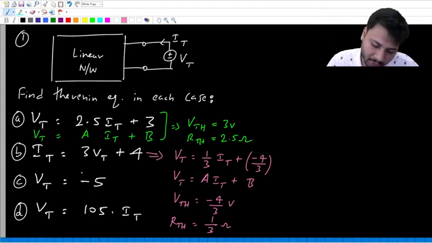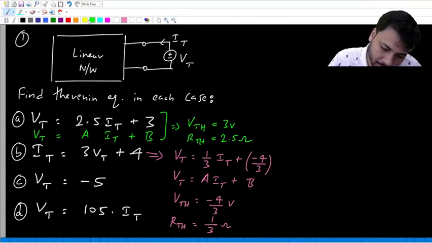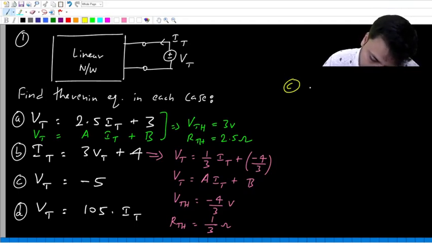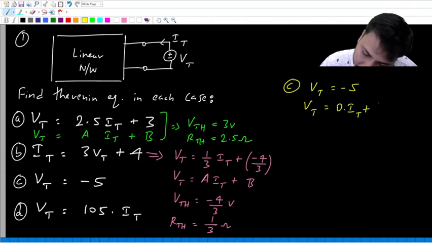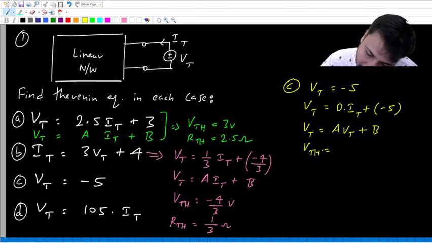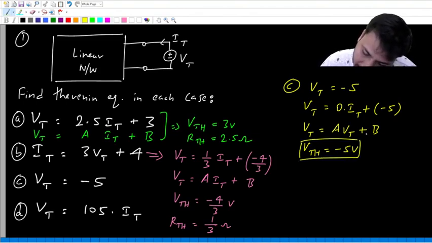Now look at the C case. C case Vt equal to minus 5, which can be written as Vt equal to 0 It plus minus 5. Now you compare it with the standard form A It plus B. So what is Vth? It is minus 5 volts. And what is Rth? It is 0.